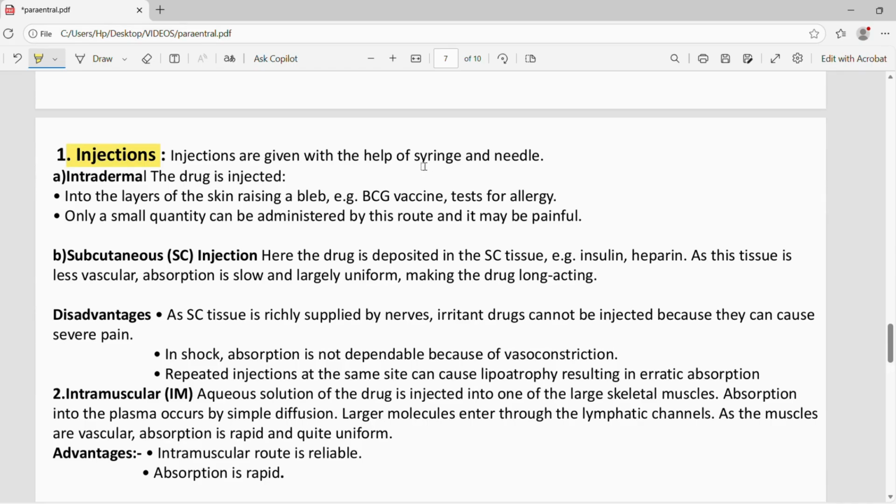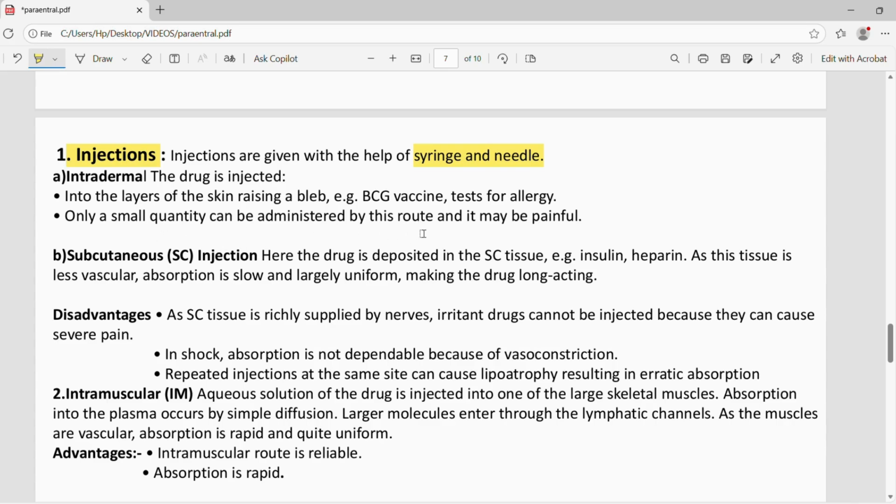Now first we will see injections. Injections are given with the help of syringe and needles. Intradermal is injected into the layers of the skin, raising a bleb. Example BCG vaccine, test for allergy. Here the drug is given into the upper layer of the skin just below the epidermis.